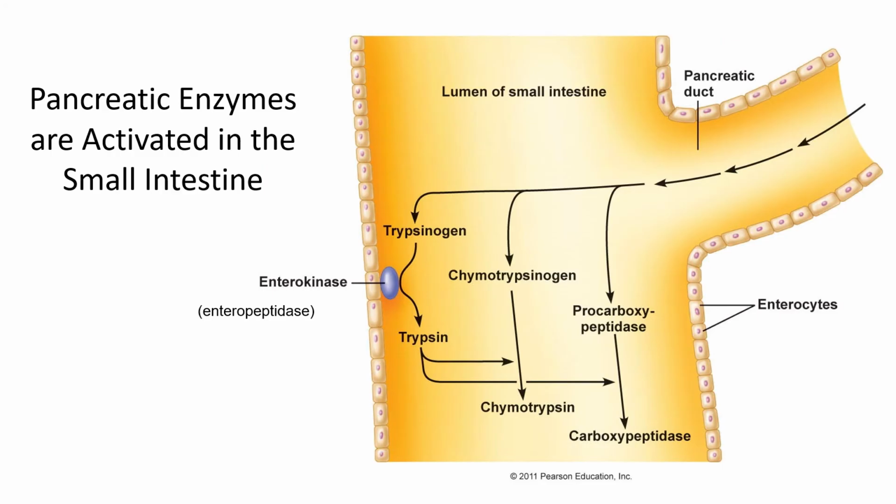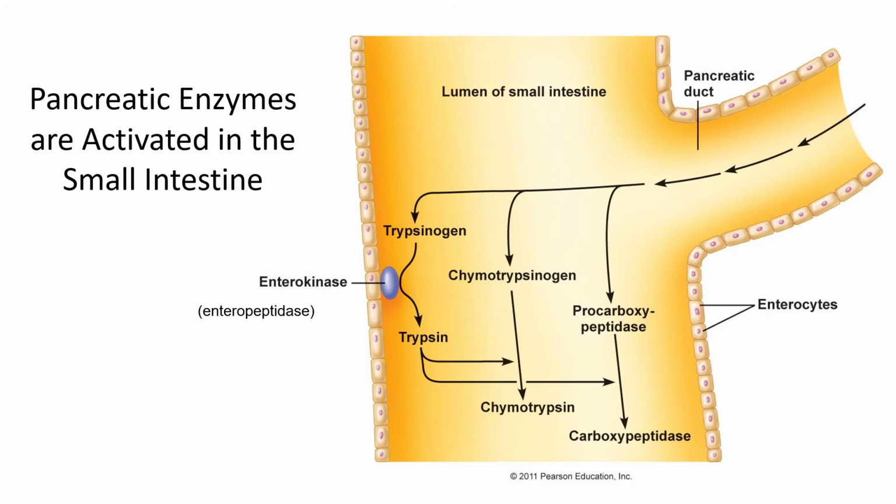We talked about zymogens earlier when we talked about pepsin. Remember, pepsin is not produced in its active form. It's produced as a zymogen called pepsinogen, and then that's released into the stomach, and then it becomes activated. It folds into its correct shape and it becomes pepsin.